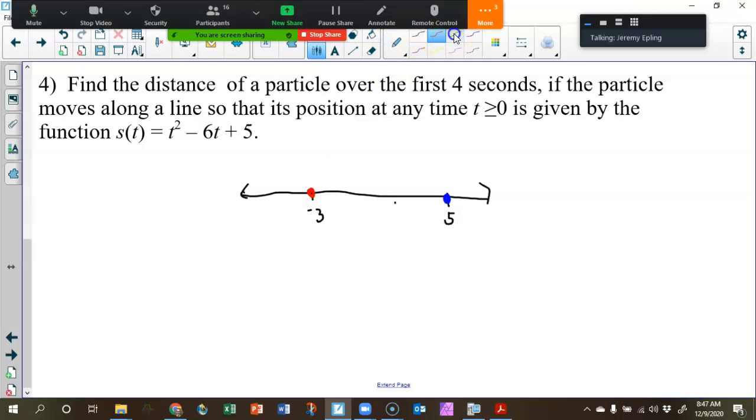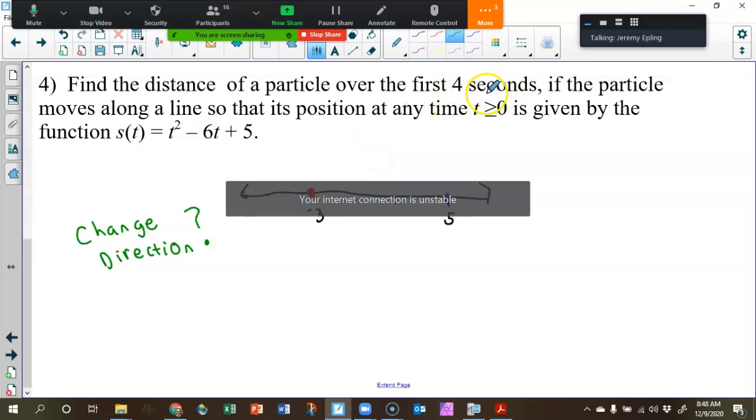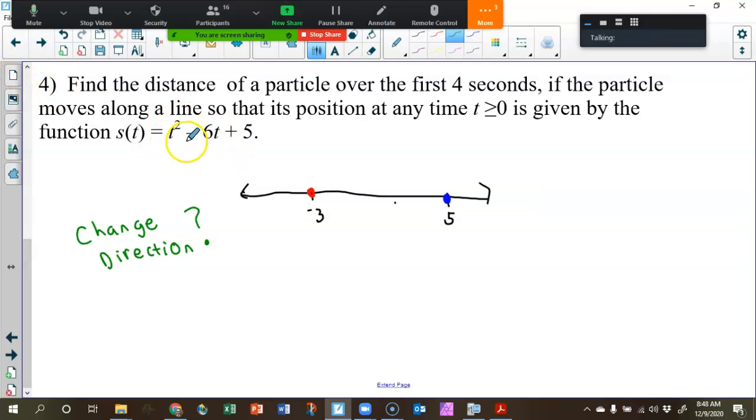But now we know a little bit more about this particle, and we've got to answer one of those really important questions. Did this ever change direction? Anytime I want to know distance, I've got to know, did the particle change directions over the 4 seconds that we have? Now, you could randomly plug in time values from 0 to 4 and see, okay, did we ever end up at a position farther over than -3? But that's not a very effective way to do this.